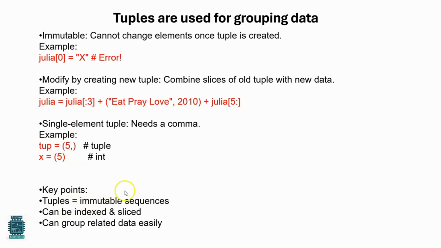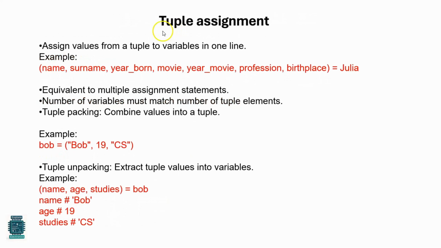Tuples are immutable sequences. They can be indexed and sliced. You can see here in the example, I have used slices, and it can group the related data easily. I can group the related data easily in the tuples. Okay, very clear. The next concept is tuple assignment.